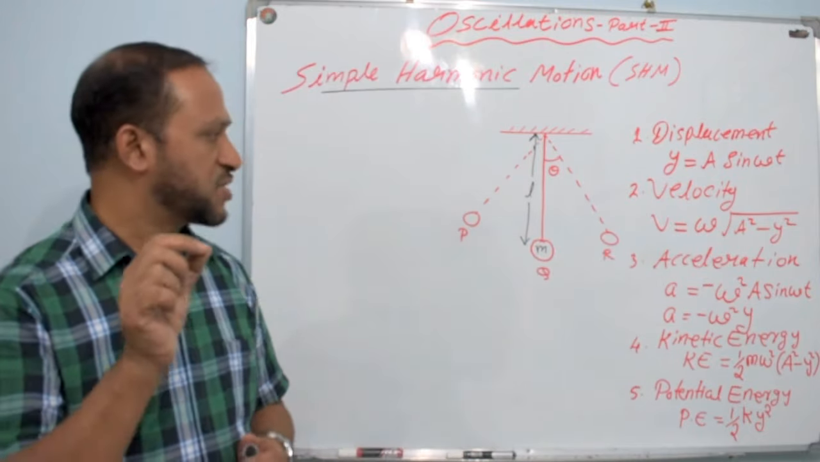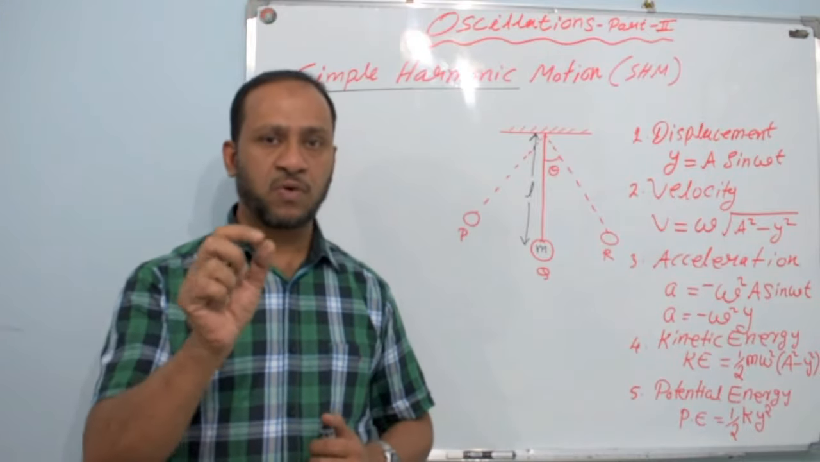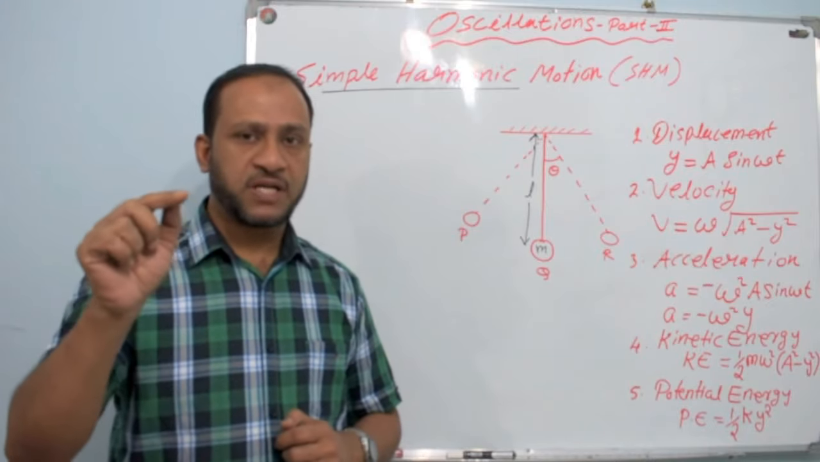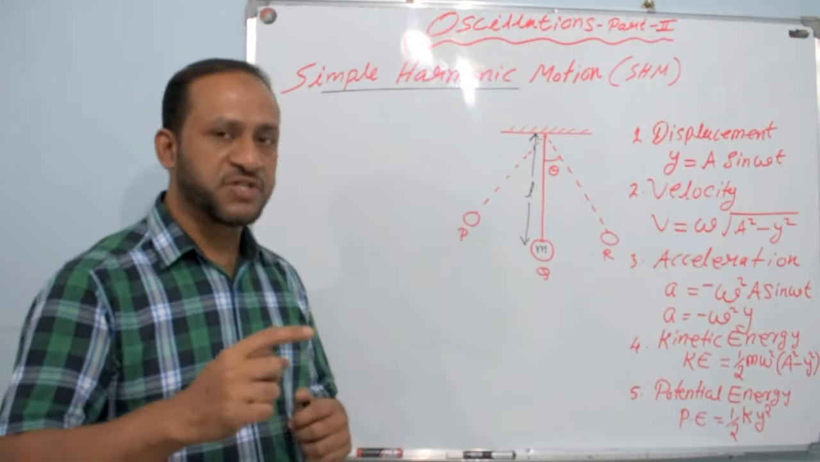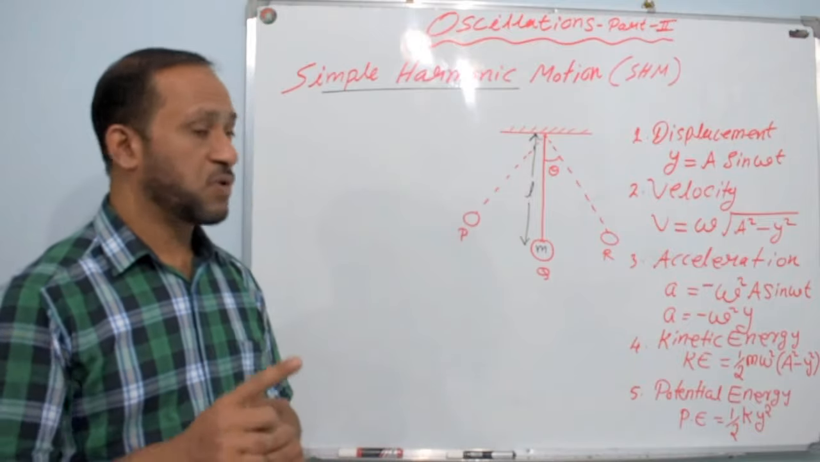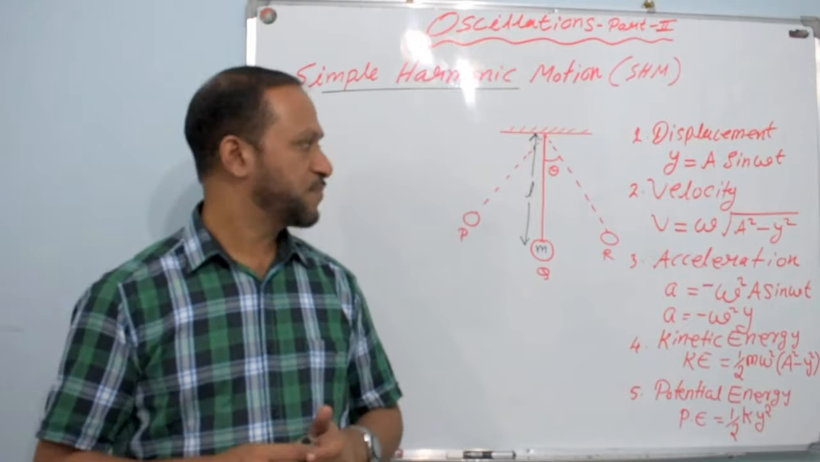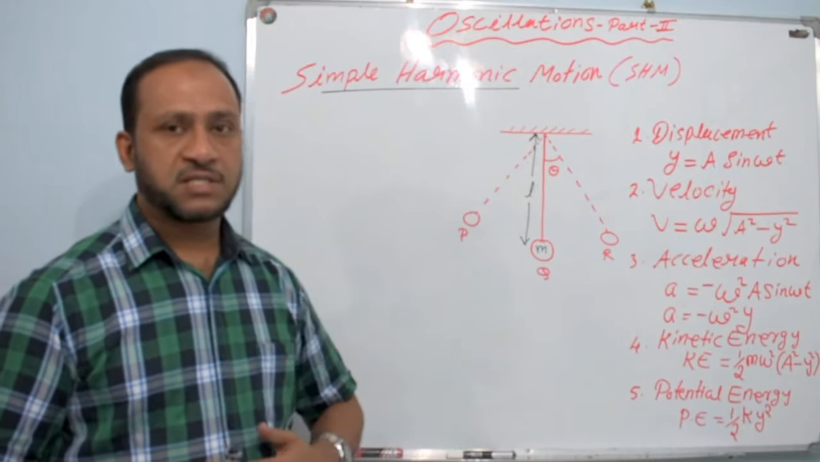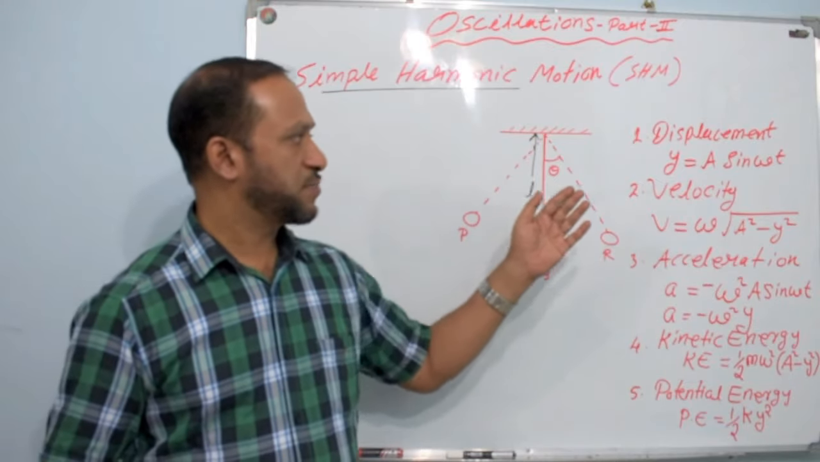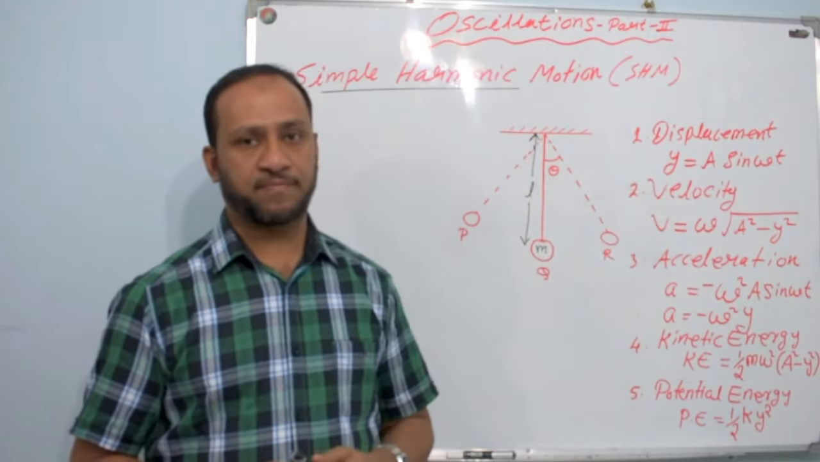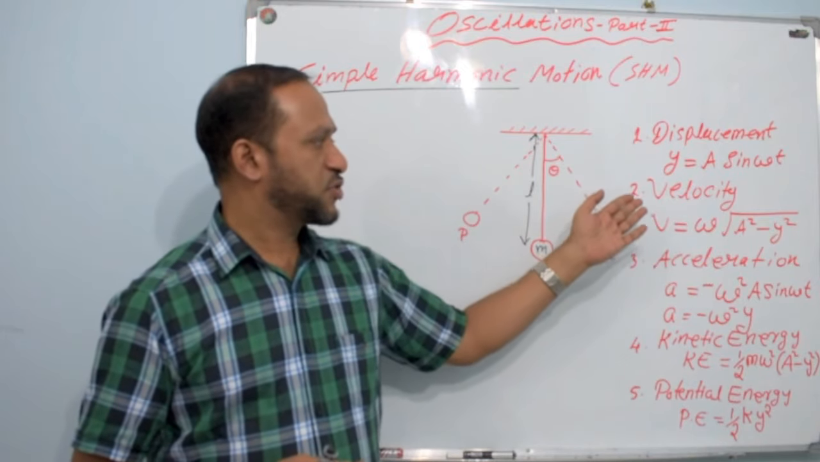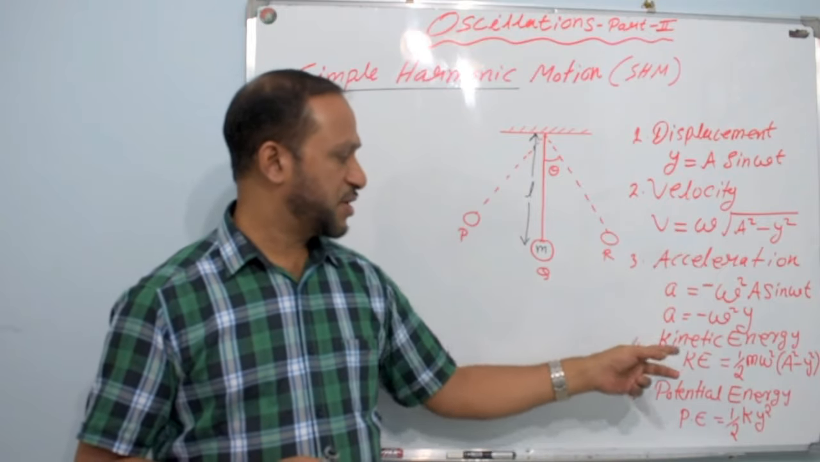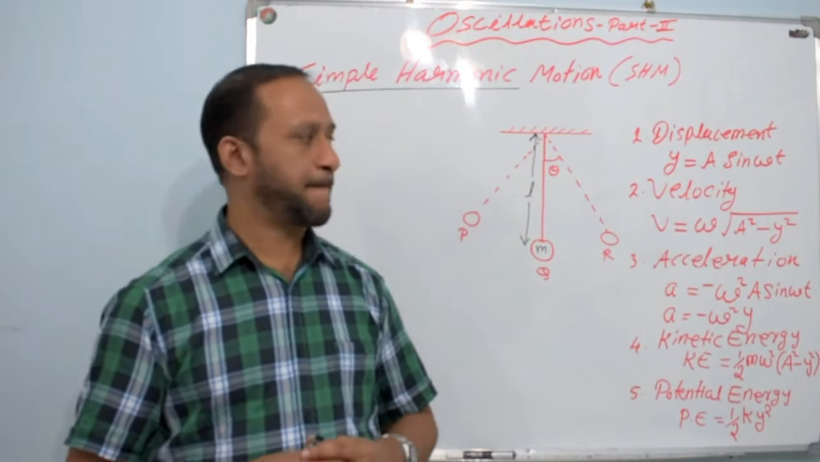So, if the restoring force acting on an oscillator or vibrator is directly proportional to the displacement from the mean position and always directed towards the mean position, only such oscillations or vibrations are called simple harmonic motion. And in this class, I am going to explain in detail the displacement of SHM and the derivation of equations for velocity of SHM, acceleration, kinetic energy and potential energy.